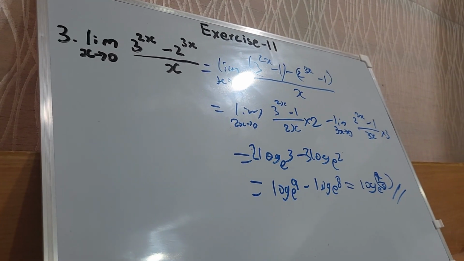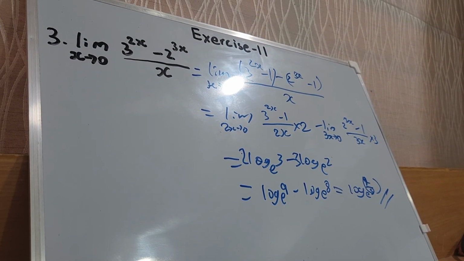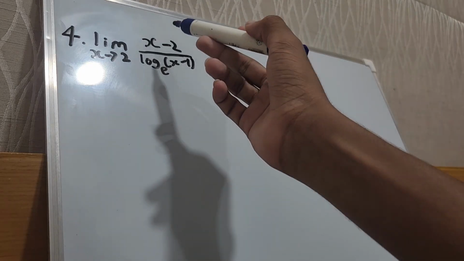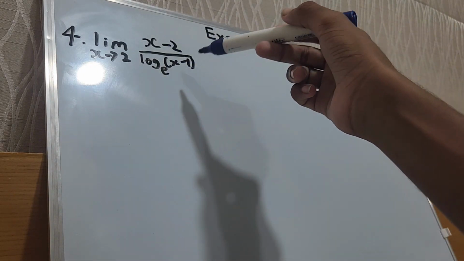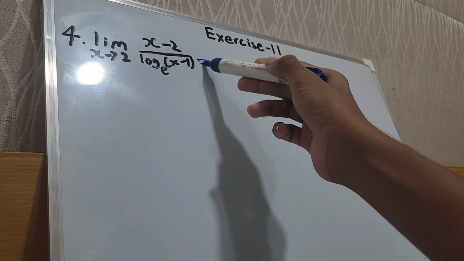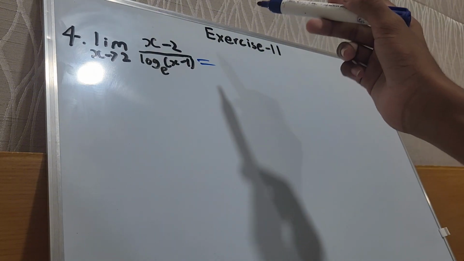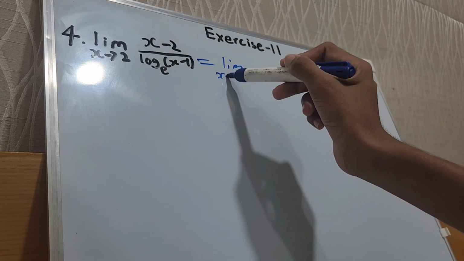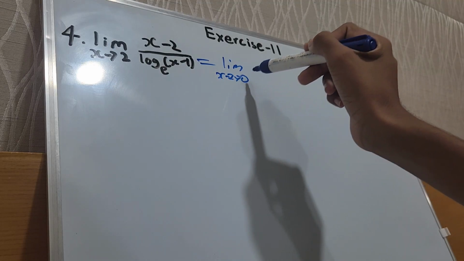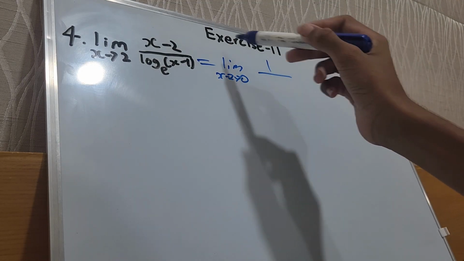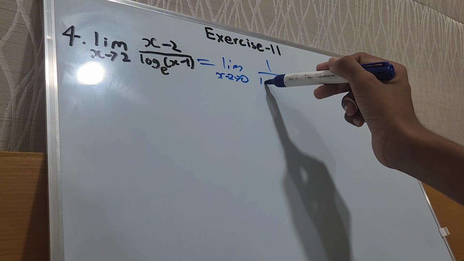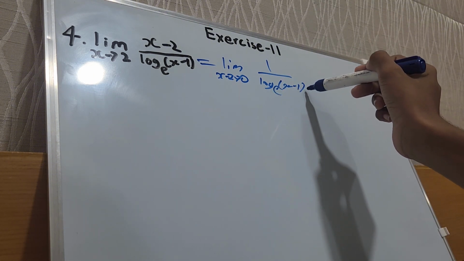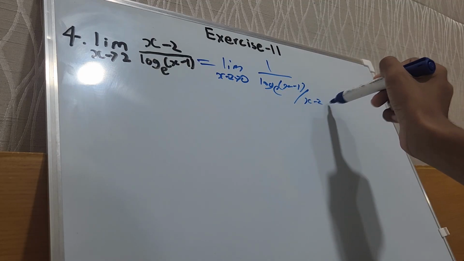And now let's move on to the next question. Now on the fourth question, limit x tends to 2, (x minus 2) by log (x minus 1) to the base e. We divide the numerator and denominator by x minus 2. Limit, we can transpose to that side, x minus 2 tends to 0, 1 by (x minus 2) by (x minus 2), and then log (x minus 1) to the base e by (x minus 2).